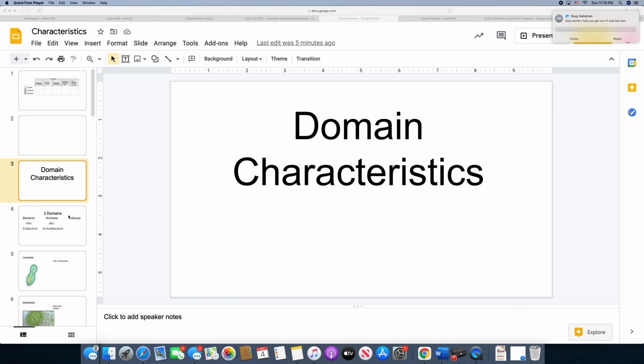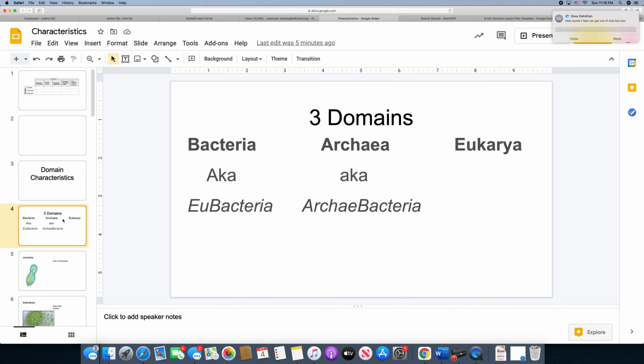First, let's begin by naming the three domains. The three domains are listed here. Domain bacteria, domain archaea, and domain eukarya. As you can see, under two of the domains, I also put AKA, which is code for also known as.